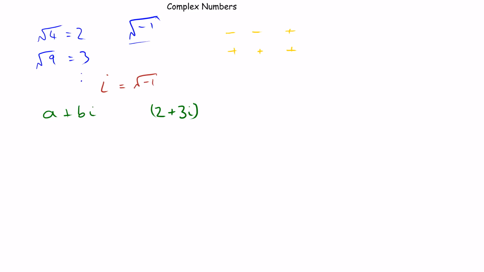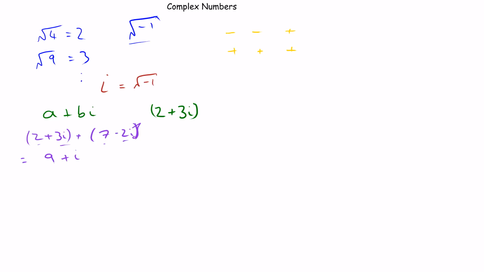And we can add and subtract these as we normally would. So let's say 2 plus 3i, and we're going to add that to 7 minus 2i. And that will give us 9 plus i. So we've done the 2 plus 7, and then the 3i minus 2i to give 1i. And we can multiply and divide complex numbers as well.